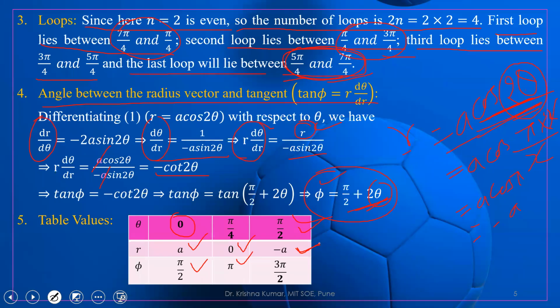And it is what? It is 3 pi by 2. What is the tangent at this point? It is 3 pi by 2. What is 3 pi by 2? This direction. This is 3 pi by 2. Okay. So this is a. When theta equal to pi by 2, we are putting, the loop will be in this manner. This is the loop like that. Okay.